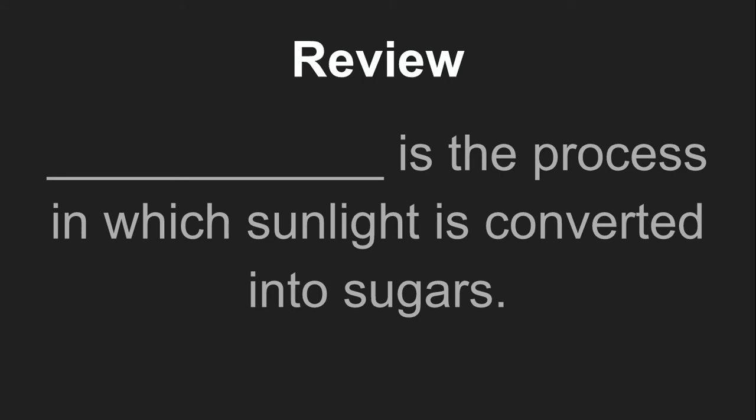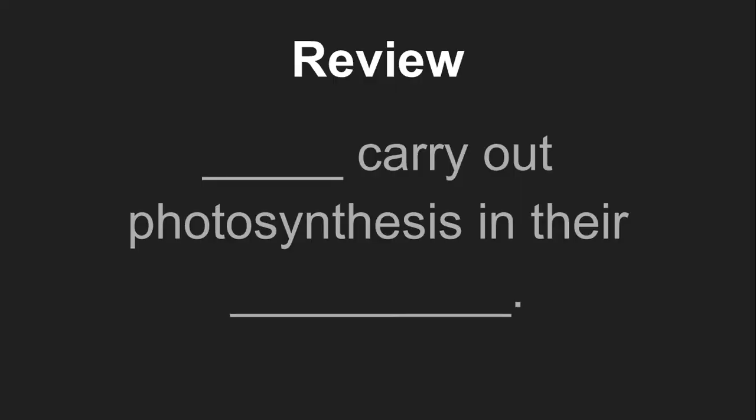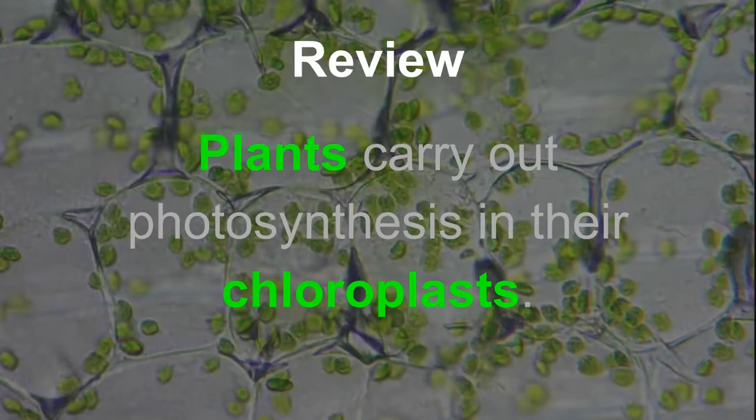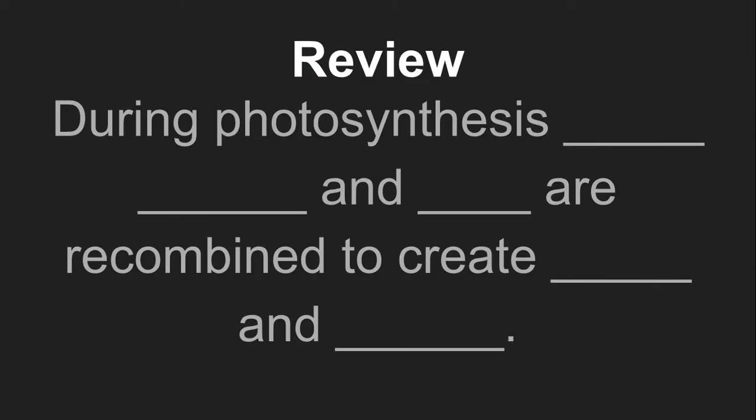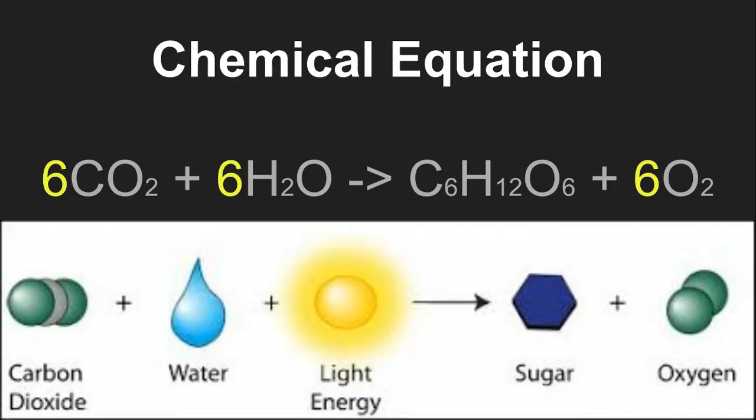Blank is the process in which sunlight is converted into sugars. Photosynthesis is the process in which sunlight is converted into sugars. Blank carry out photosynthesis in their blank. Plants carry out photosynthesis in their chloroplasts. During photosynthesis, blank and blank are recombined to create blank and blank. During photosynthesis, carbon dioxide and water are recombined to create sugar and oxygen.